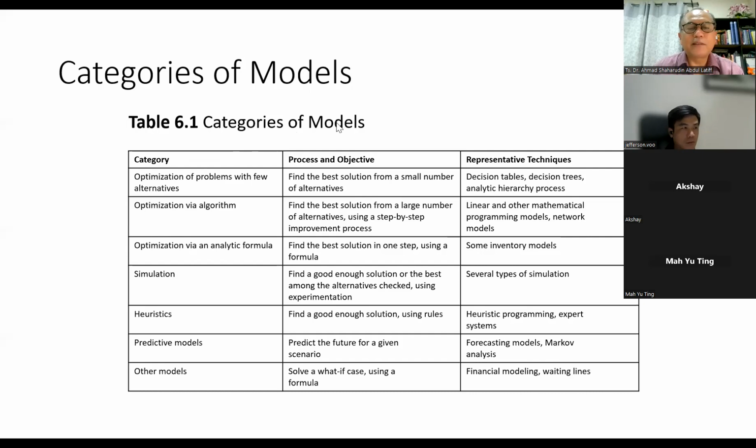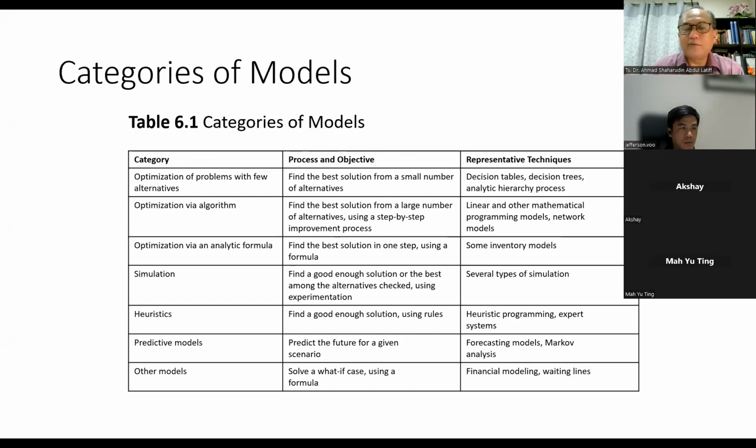And then some categories of models, for example, optimization of a problem with alternatives. The target is to find the best solution for a number of alternatives. We can have decision tables, decision trees. In our case, chapter 7 will show decision trees. In chapter 7, I'll give an example of a decision tree.